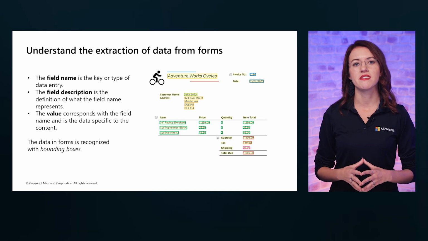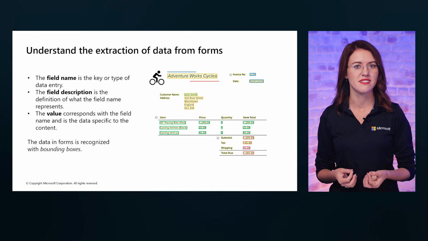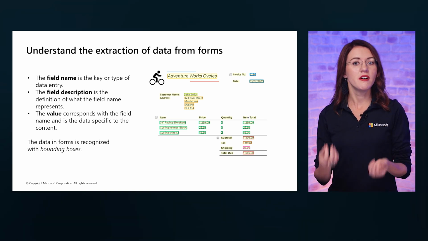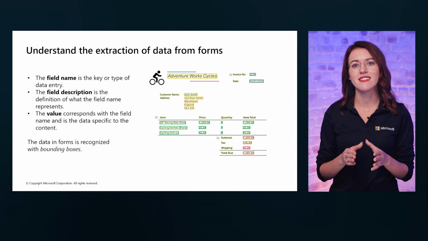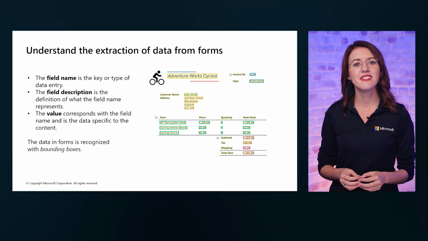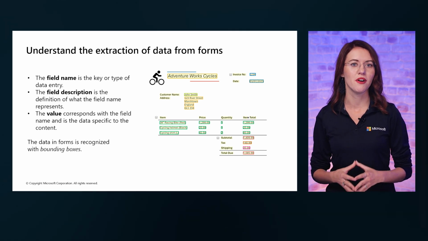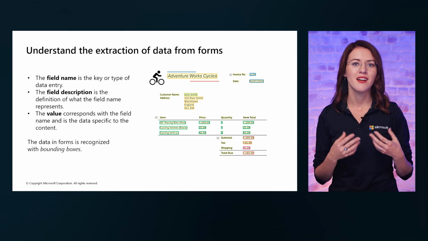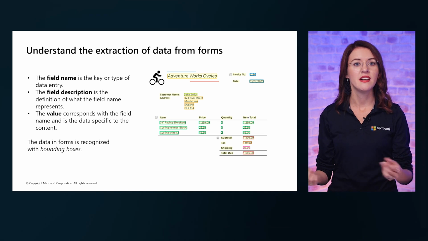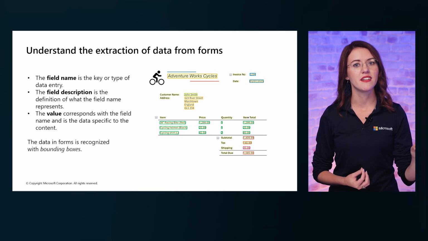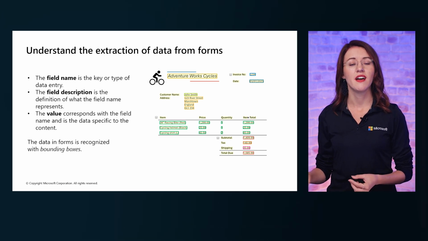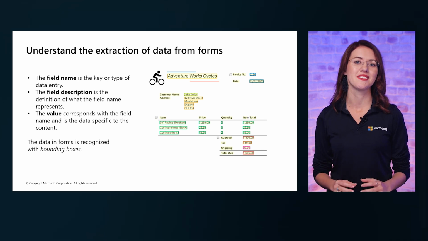Imagine an organization processing thousands of receipts for expense claims, project costs, and other accounting purposes. With document intelligence, the company can take a scanned image of a receipt, digitize the text using OCR, and then interpret the semantic meaning of each element. This interpretation is expressed as field value pairs. The field name represents the type of data. The description explains what the field means, and the value contains the actual data.